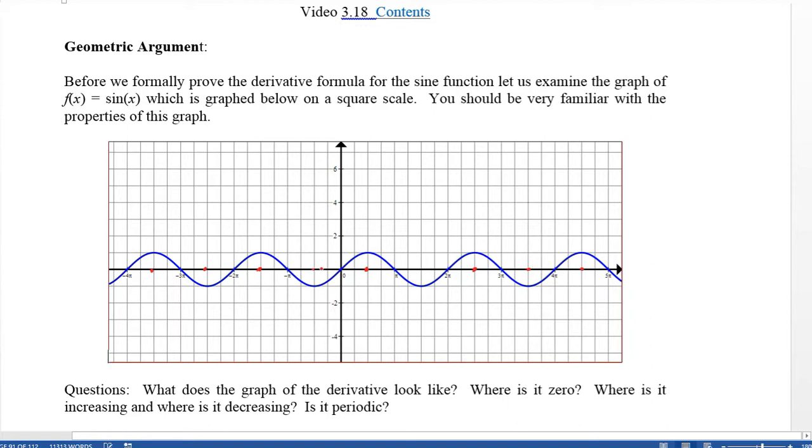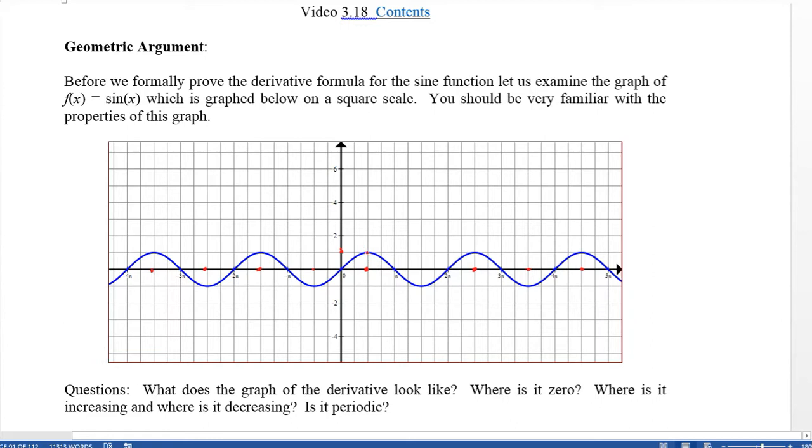Now, notice that between negative pi over 2 and pi over 2, the function is increasing, so the derivative is going to be positive, and it reaches an inflection point right here at 0, 0. We might zoom in close, but I think it's not too big of a stretch to see that the derivative right there should be about 1. So the derivative is going to max out at about 1 there, actually exactly 1, whenever this is 0.